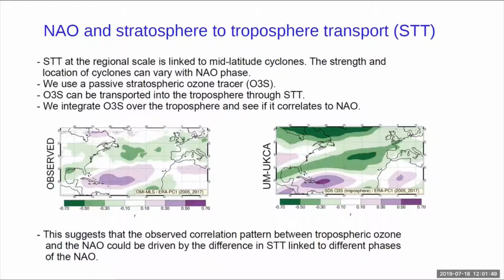So this suggests, at least initially, that the observed correlation pattern between the tropospheric ozone and the NAO could be driven by STT and how the STT responds to different phases of the NAO. And obviously there's a lot more work and analysis that needs to be done there, but that's one of the things that we are following up at the moment.